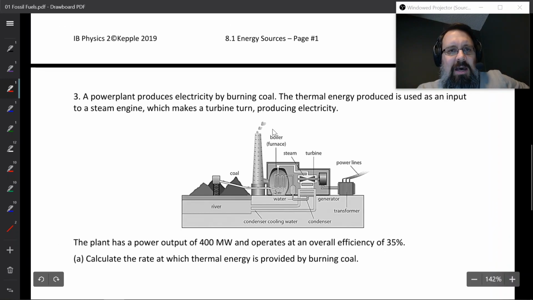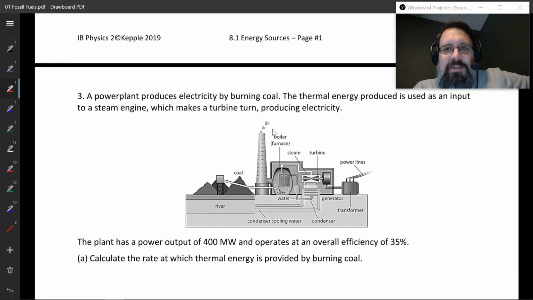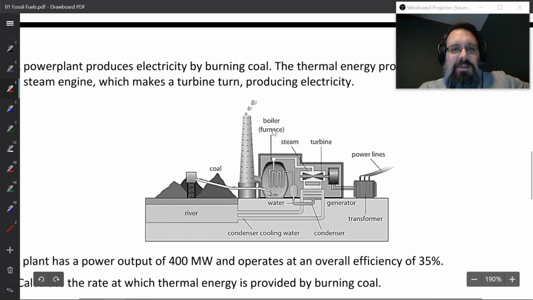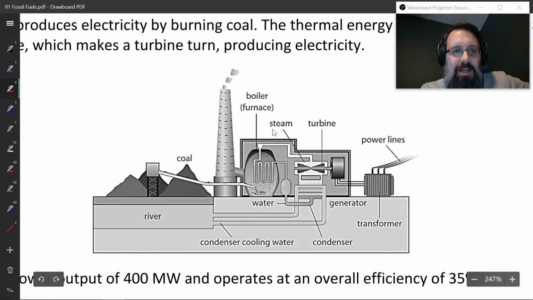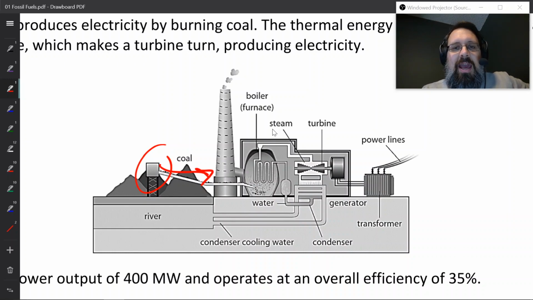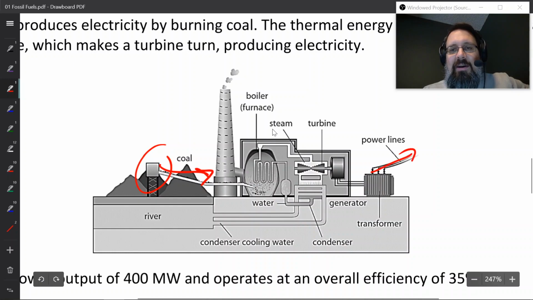So I want to talk about power plants. A power plant produces electricity by burning coal, obviously. The thermal energy produced is used as an input to a steam engine. And so here's the picture here. That makes a turbine turn and that produces electricity. So over here we've got the hopper that's feeding the coal into the boiler, and it's going to burn that coal and boil water. And then that boiling hot water goes into this heat exchanger and it spins the turbine. And then the spinning of the turbine is going to generate electricity, and then that's going to get sent out to your homes.